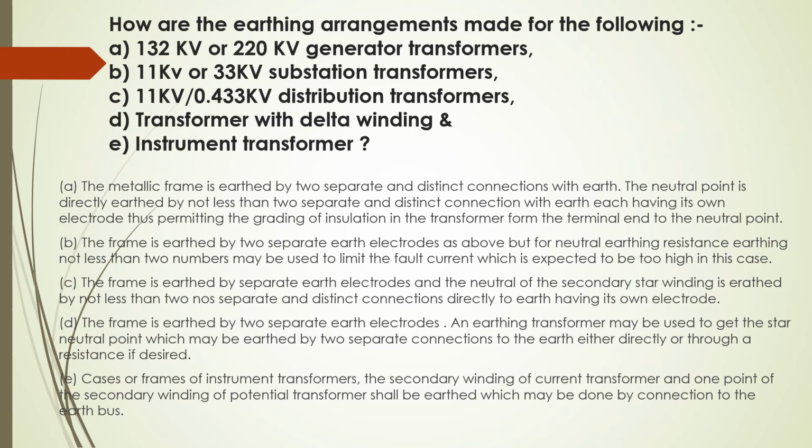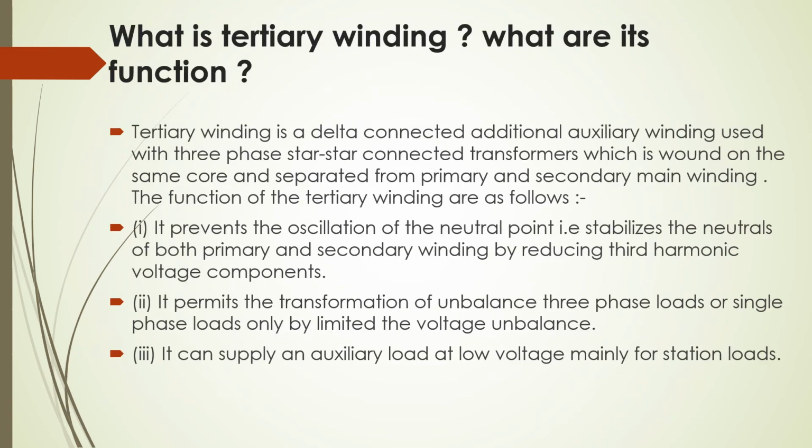In case of instrument transformers, the cases or frames of the instrument transformer, the secondary winding of CT and one point of the secondary winding of PT shall be earthed, which may be done by connection to the earth bus. What is tertiary winding? What are its functions?